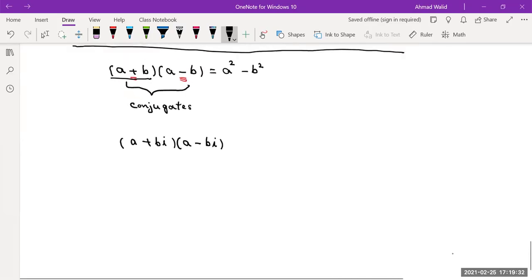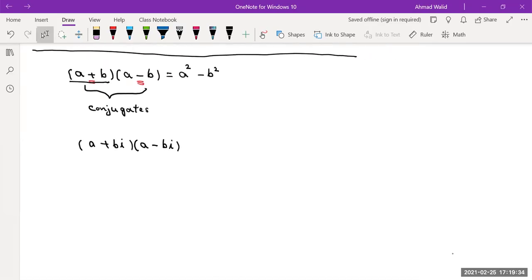Let me zoom in a little bit. It's the same form as the simple one that I explained for you. We call these two complex numbers conjugates of each other. And what is the answer when you are multiplying two complex numbers that are conjugates of each other? Your answer is a squared plus b squared, not minus. The only difference is a squared plus b squared. That is the rule that you should remember.